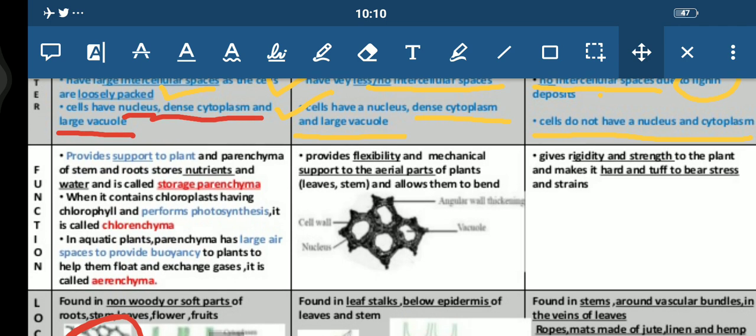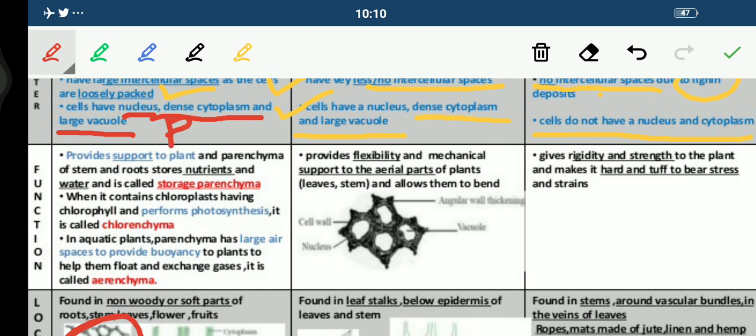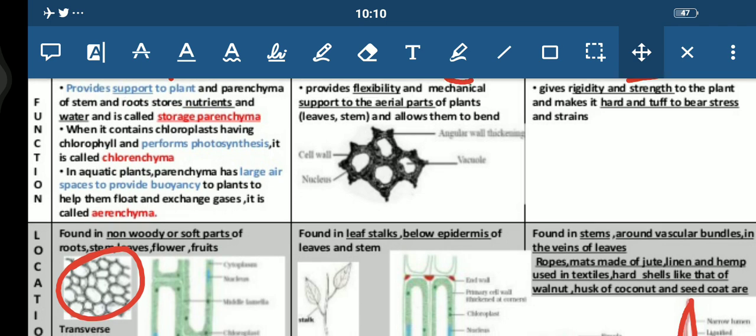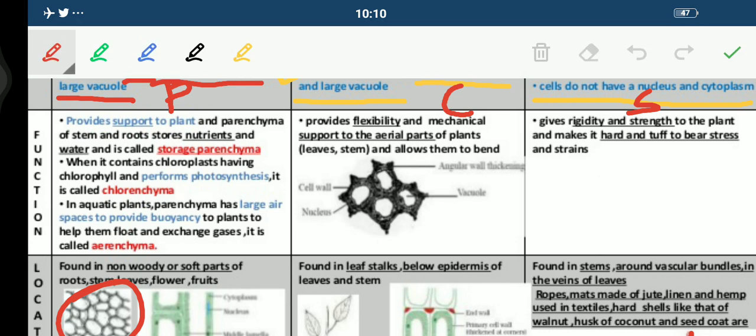Next, students, coming on to the functions, right? So first point you can see here. Now this one is parenchyma, fine. This one is collenchyma and this one is sclerenchyma. So you can see here the very first point of parenchyma is that it provides support to the plant. It provides support to the plants, and parenchyma of stems and roots stores nutrients and water, and that is why it is called a storage parenchyma. Fine. So it acts as a storage tissue, students. Fine. And which thing is stored? The nutrients and water. Very important thing.